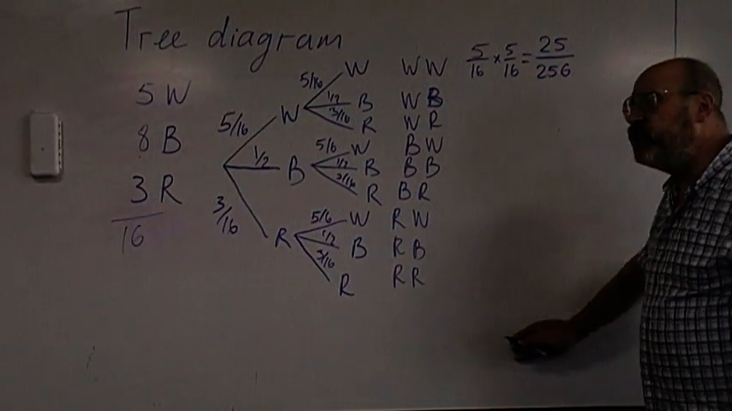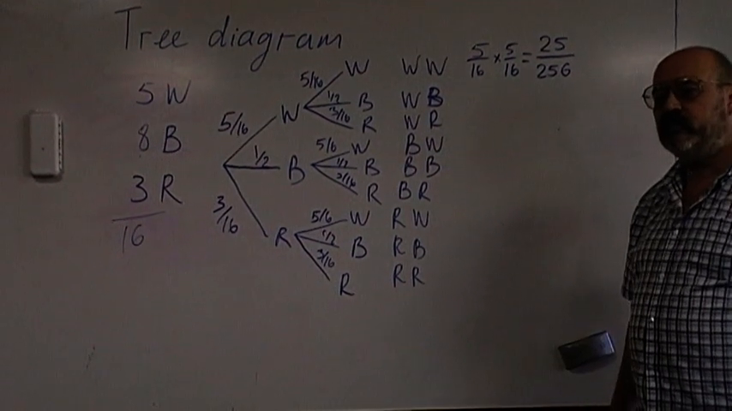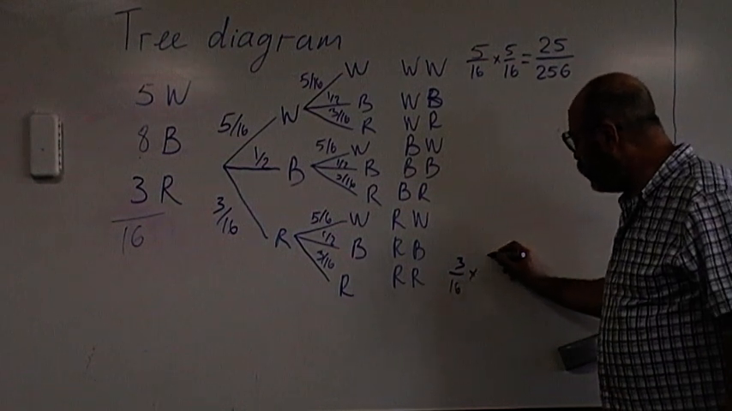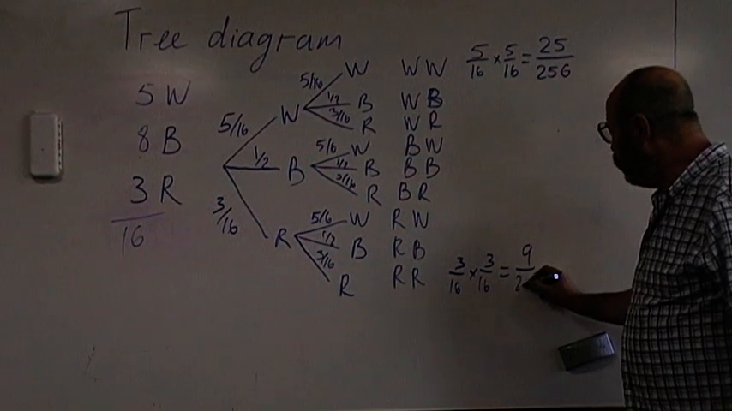What is the probability of getting 2 red socks? Pretty low. 3 over 16 times 3 over 16, which is 9 out of 256.